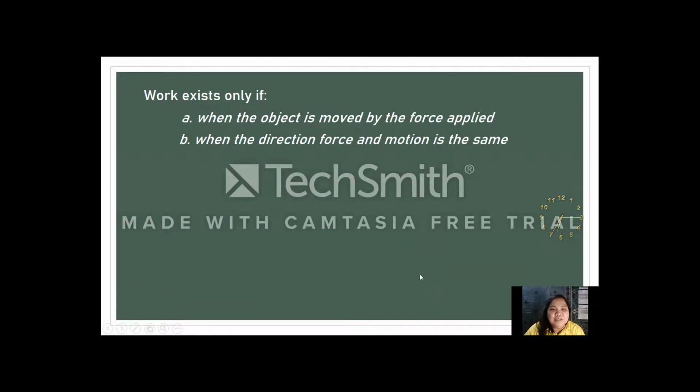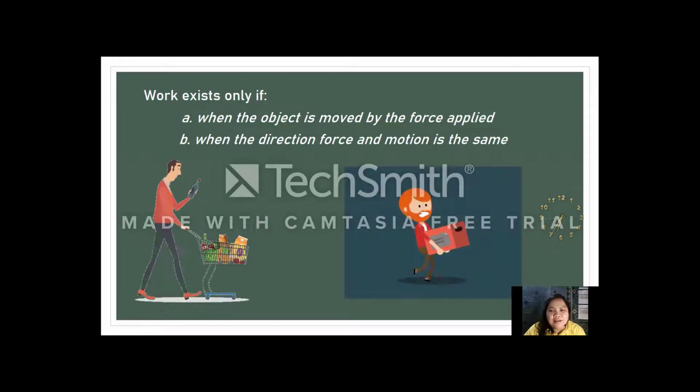So we have two factors only to know that work exists. Okay, so we have first when the object is moved by the force applied and when the direction of force and motion is the same. Okay, so those are the two situations that we can say there is work. So I have here two examples, a man pushing a pushcart and another person carrying a box. So which of the following examples is work done, when can we say that there is work done?